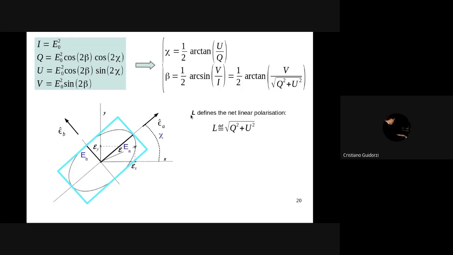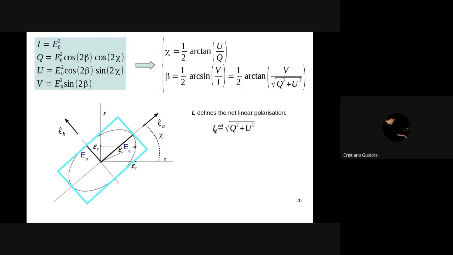Another very important parameter is the so-called L, where L stands for linear polarization, which is by definition the square root of Q squared plus U squared. Now, if you look at this, in Q squared plus U squared, with the 2 chi you have cos squared plus sine squared, so this term goes away. So you're left with E0 squared times cos 2 beta. This tells you the linear polarization.